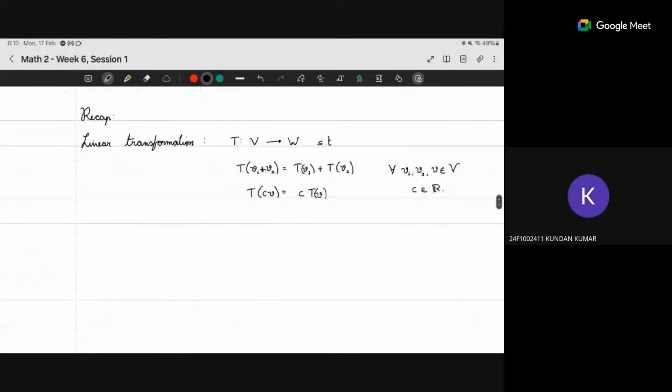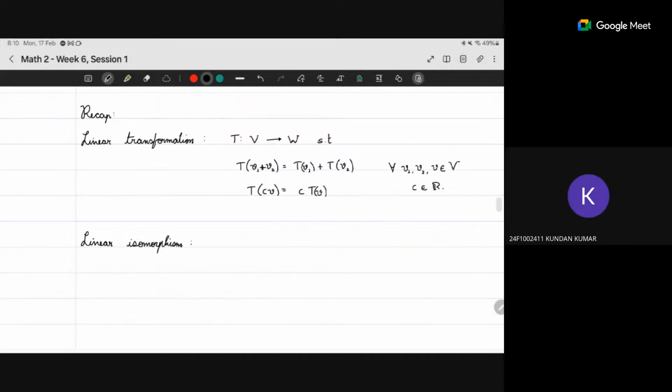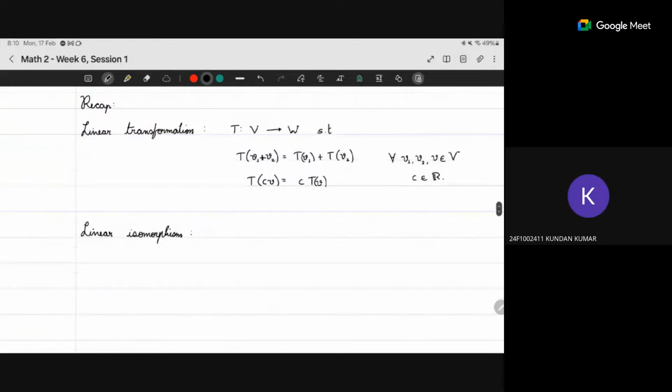And I believe linear isomorphism is also covered in week 5, at least the definition. Yes, sir. Can someone recall what a linear isomorphism is? The function has to be both one-one and onto. Yes, sir. Bijective. Yeah, which is also called bijective. A bijective linear transformation is called a linear isomorphism.